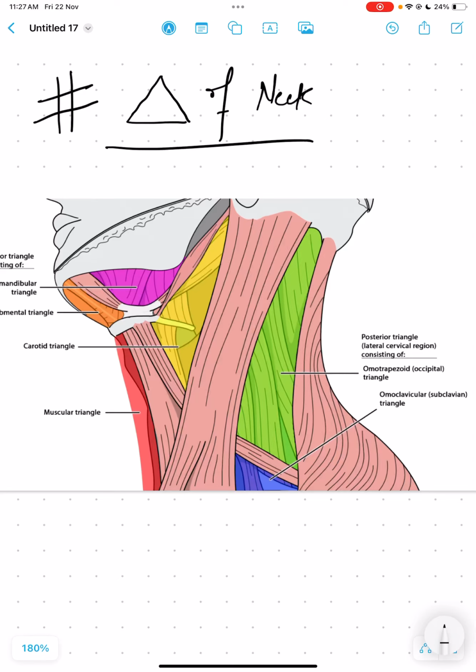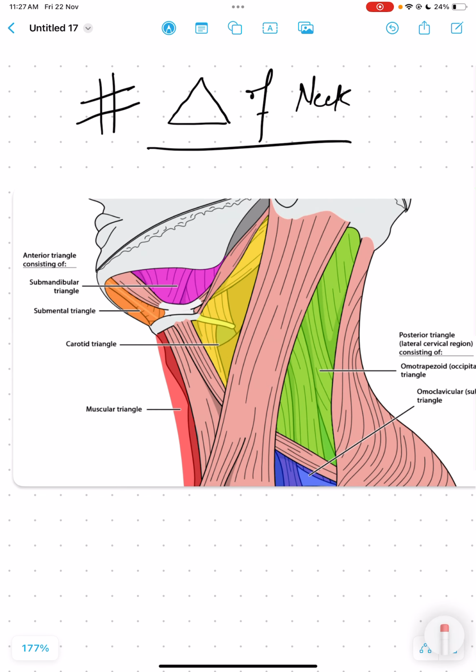Today we are going to study a very important topic, the triangles of the neck. You can get a long note on this topic for 15 marks or a short note for 5 marks. So do listen to this topic very sincerely and with your full concentration. First of all, we are going to study the anterior triangles of the neck.